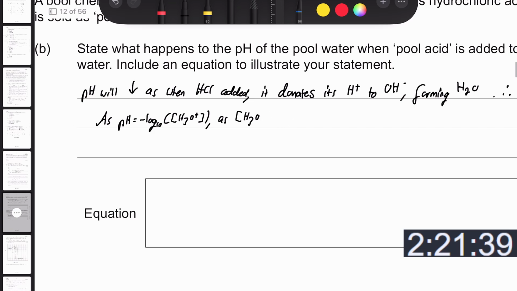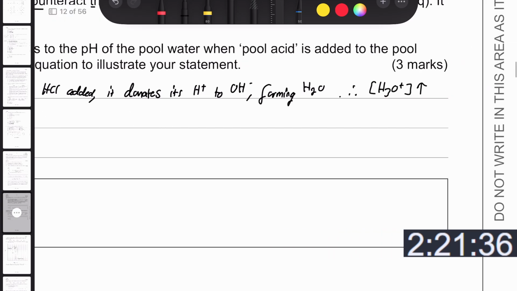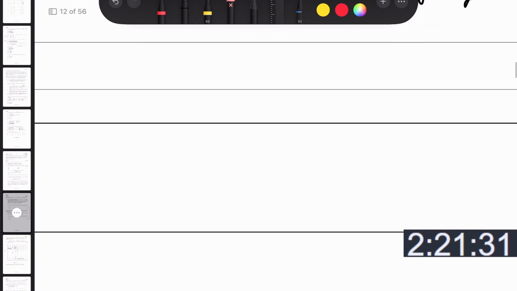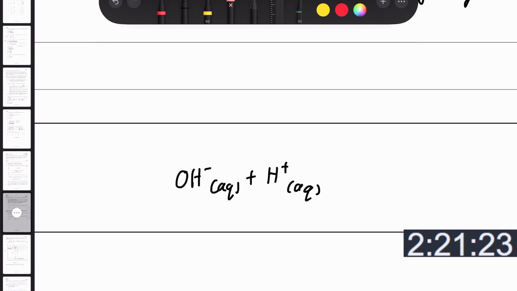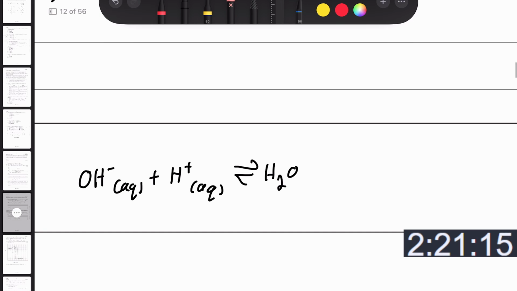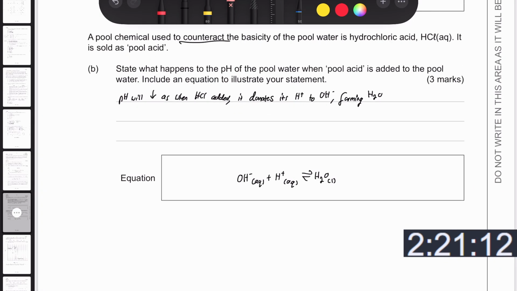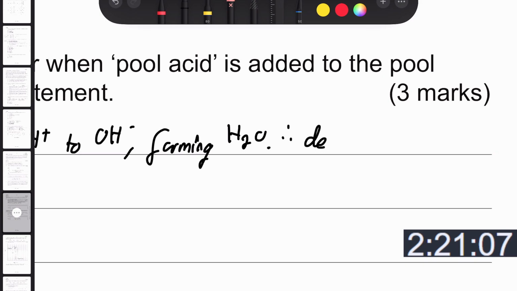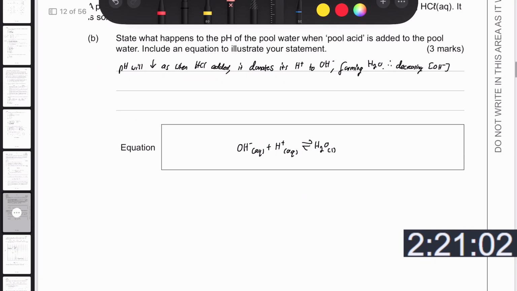From the H2O. Okay, so I'll get rid of all of this. Since it donates its proton to a hydroxide, plus H+ aqueous, this will go to form H2O liquid. And this increases, therefore decreasing the concentration of OH minus. Okay, let's continue.